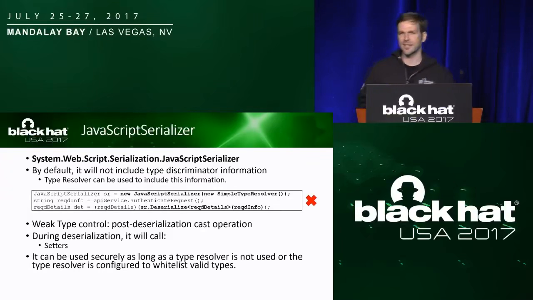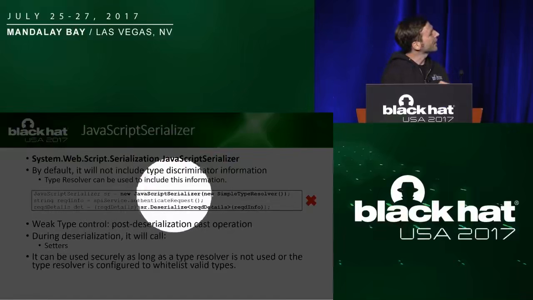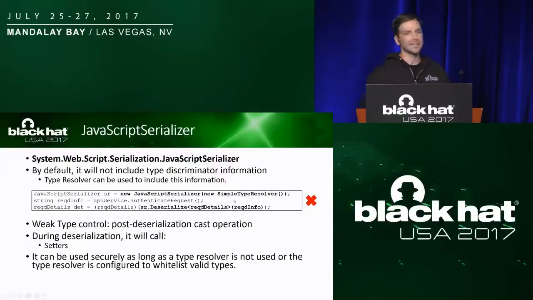Then we have JavaScriptSerializer, that is one of the .NET native serializers. By default, it's secure because it does not include the type information, so it's good. But when calling the constructor, as you can see here, developers can pass a type resolver. If they do that, this type information will be included in the serialized JSON data and will be processed when deserializing the data, so that will make the library vulnerable, because this library performs no type control at all, just this post-deserialization cast operation.